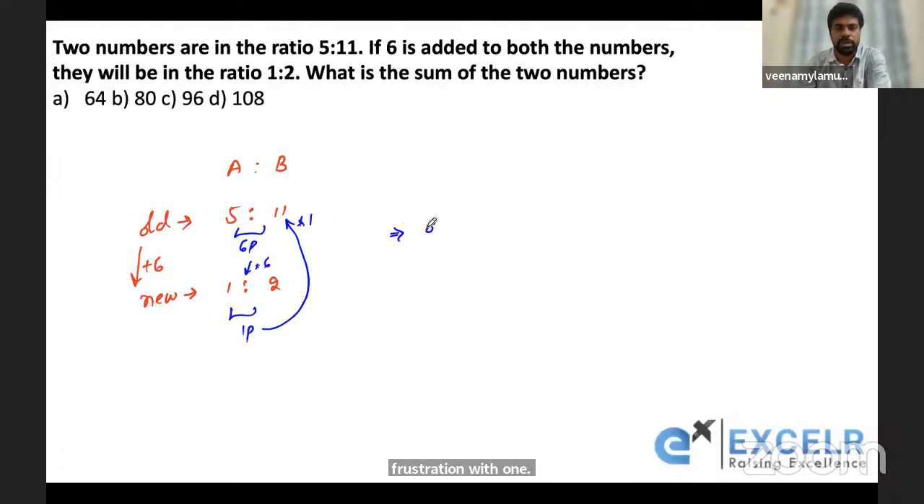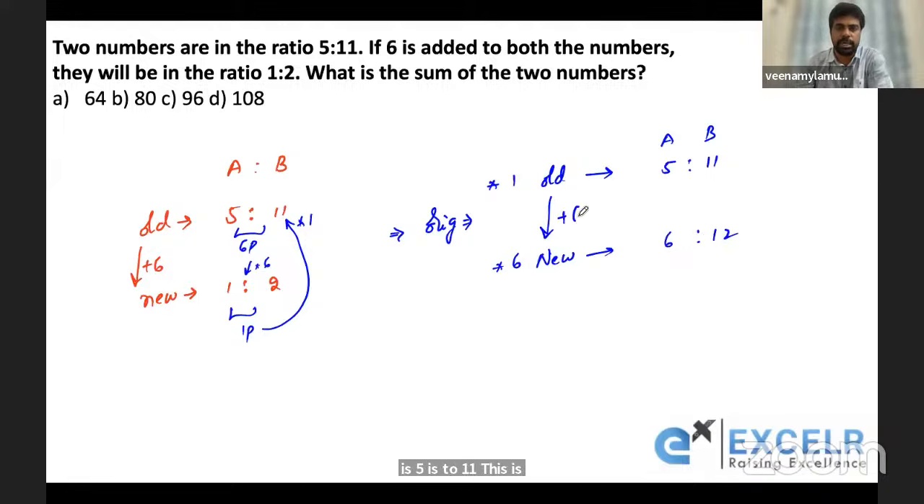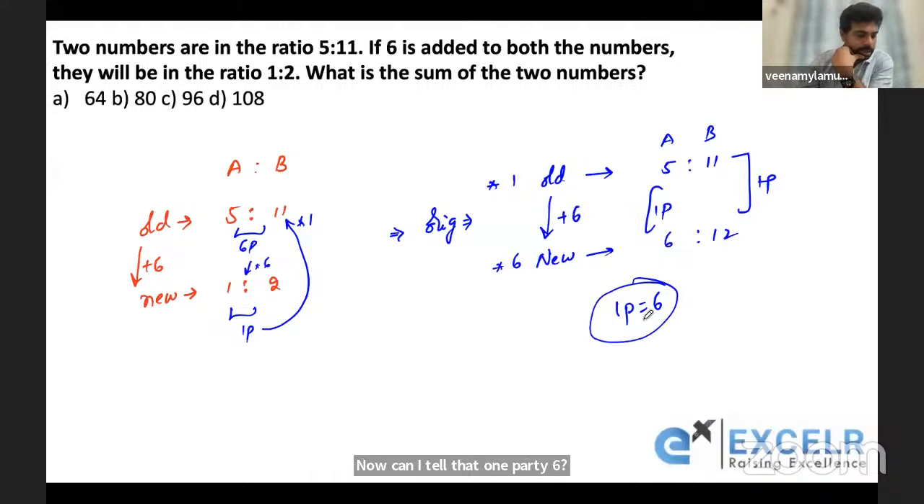What about the original ratios? The old ratio I will multiply with 1, and the new ratio I should multiply with 6. A and B is 5:11, and this is 6:12. So from here to here, 6 is added. How many parts are added? 1 part is added. Now can I tell that 1 part is 6? 1 part is 6.